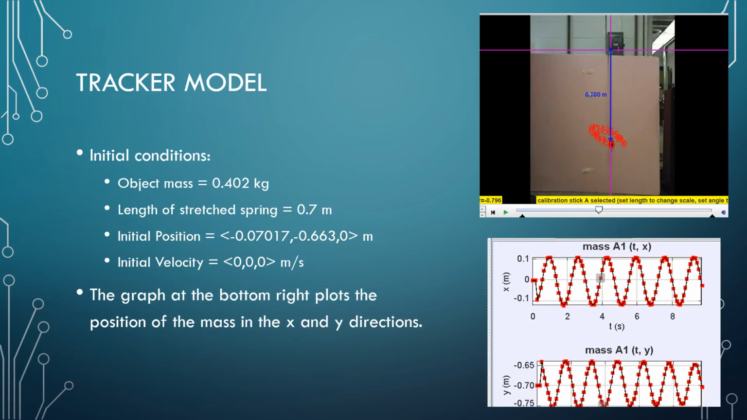All right, now for the experiment. So here's the tracker model. The initial conditions that I had were the object's mass, the length of the stretched string, and then tracker outputted the initial position, and then initial velocity was 0. And then the graph at the bottom right plots the position of the mass in the x and y directions.